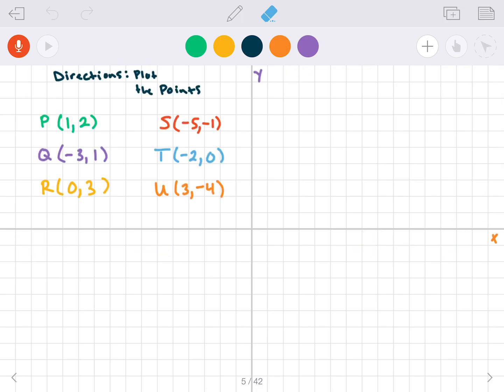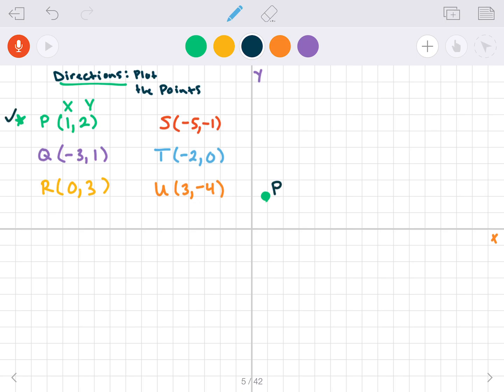Okay, so here are directions we want to plot each of the points. So let's start with this point P, which is (1, 2). We always start from the middle. That's called the origin. And it says to go to the right 1 and then up 2. We read it from left to right. So we go to the right 1 and we go up 2, and then we plot our point. So that is point P, and you can erase that if you want and just label it here as P.